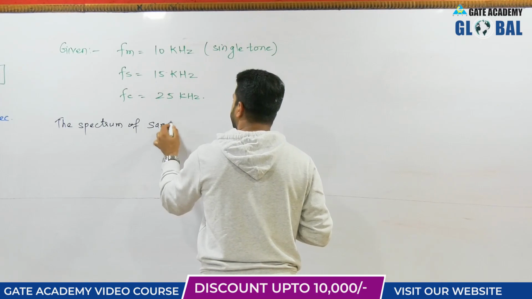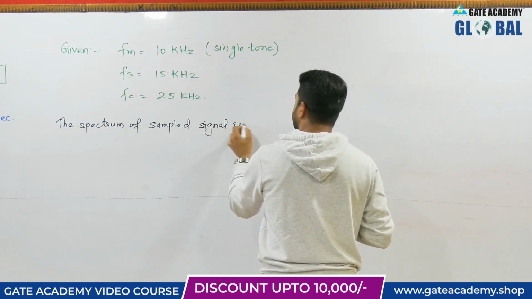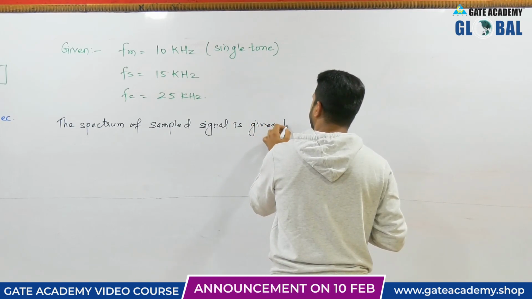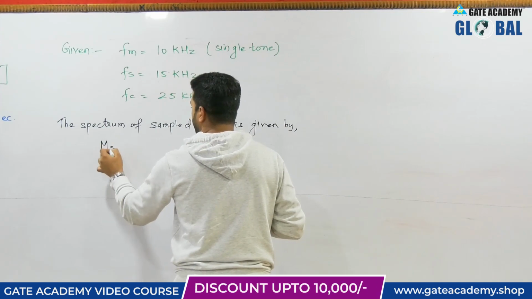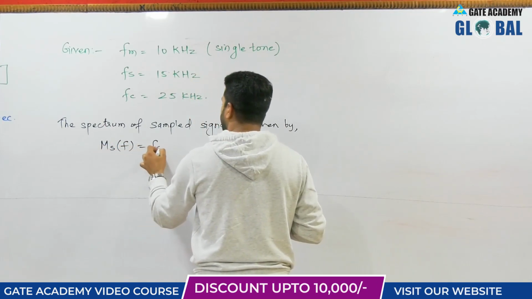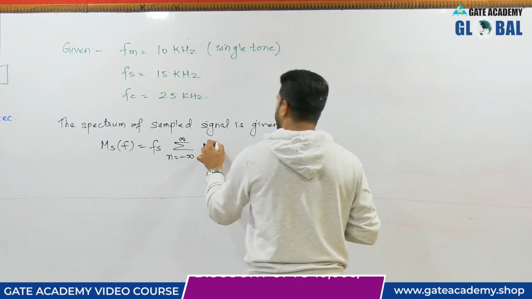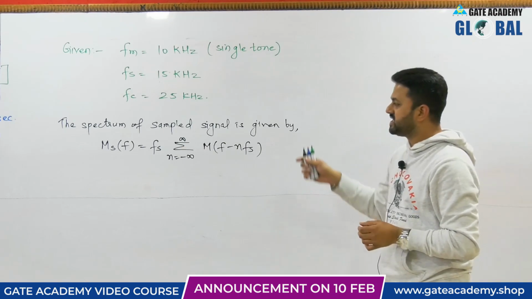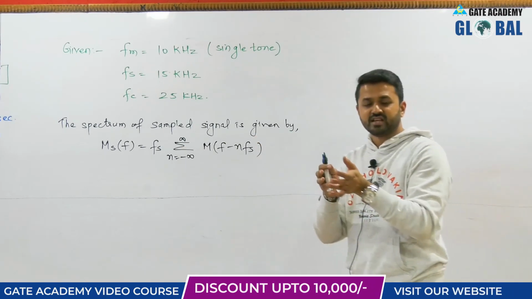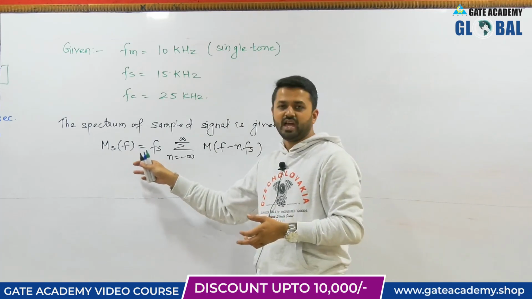The spectrum of the sampled signal is given by Ms(f) = fs summation n equal to minus infinity to infinity M(f − n fs). So this is the spectrum of the sampled signal. If we take the Fourier transform of that signal, we get Ms(f).